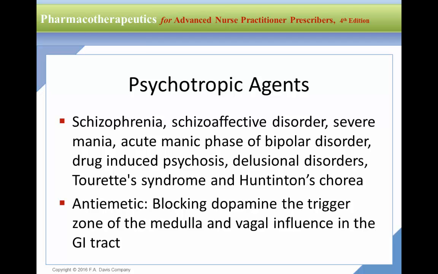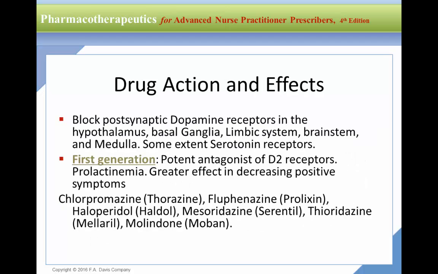So the positives mainly would be the hallucinations and delusions, and the negative will be mostly loss of normal function, disorganized thoughts, bizarre behavior, isolation, the paranoia, etc. So since the major pathophysiology of schizophrenia is basically having too much dopamine, what we will do is basically block the dopamine receptors at the level of the hypothalamus, the basal ganglia, the limbic system, the brainstem, and the medulla.